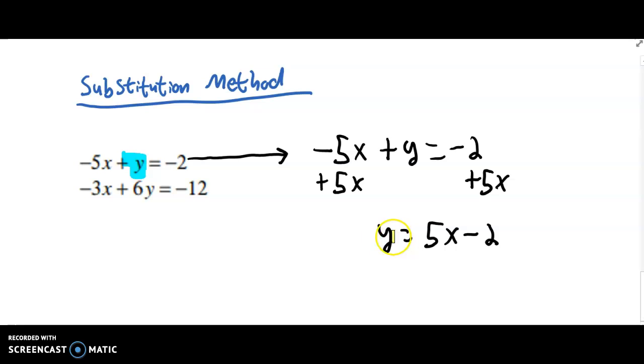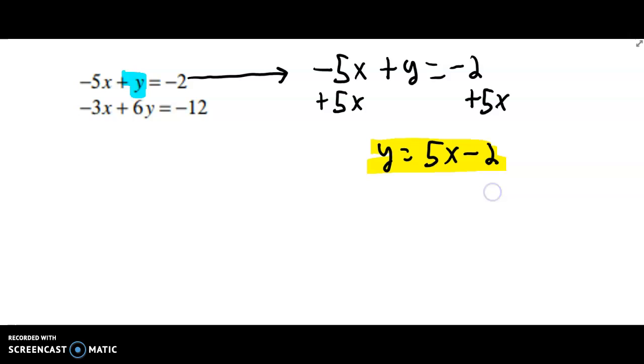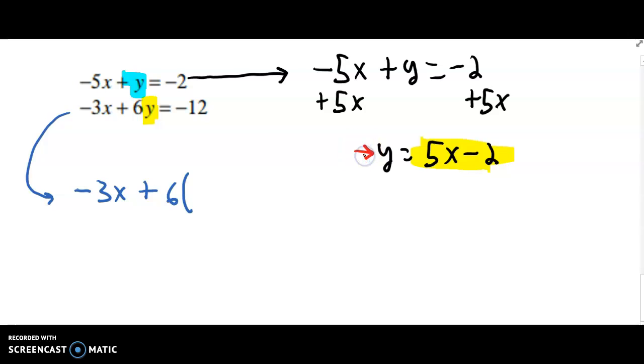All right. Now we're going to take this and plug it in to our other equation right here. So instead of y, we are going to write 5x minus 2. So we still have the negative 3x plus 6 times. We know that y is the same as 5x minus 2. We showed that right here. So instead of y, we're going to write 5x minus 2, and it still equals negative 12.